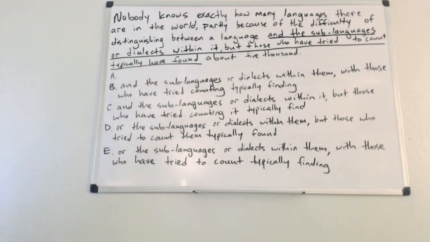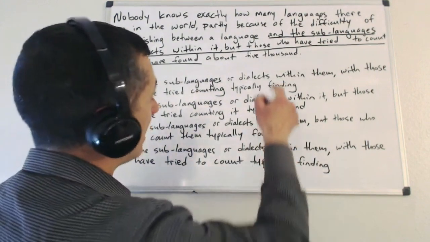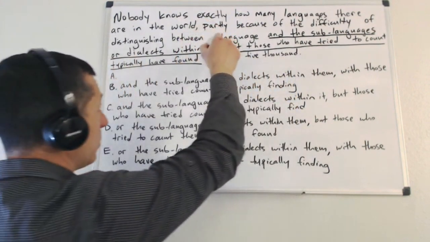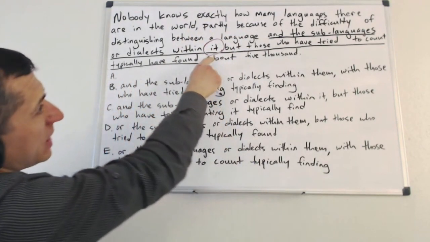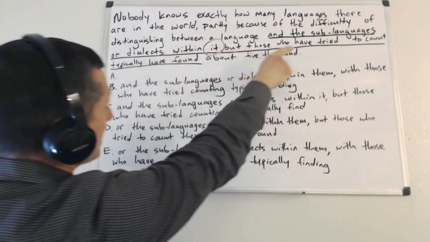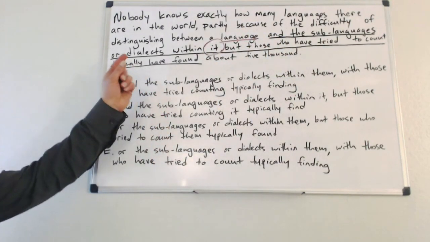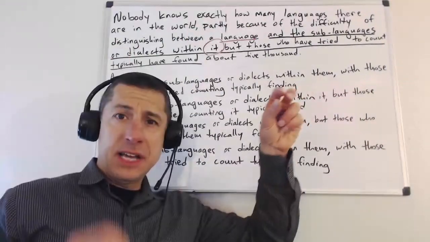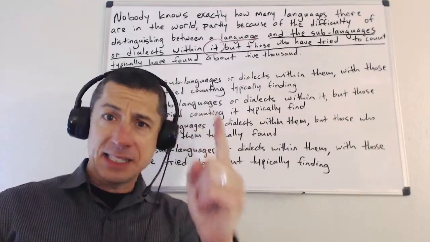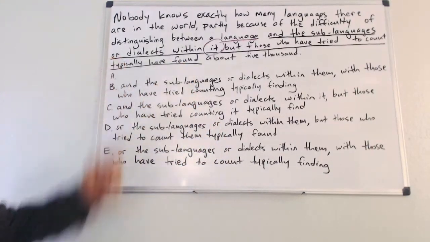So nobody knows exactly how many languages there are in the world, partly because of the difficulty of distinguishing between a language and the sublanguages or dialects found within it. Hopefully that "it" is leaping off the page at you. What can it refer to here? Well, it's not dialects, it's not sublanguages. It's got to be a language. Well, let's think about that a little bit. We're talking about the difficulty of distinguishing between a language and the sublanguages or dialects within that singular language. Makes sense, right? That seems pretty good. I'm going to hang on to A for now.